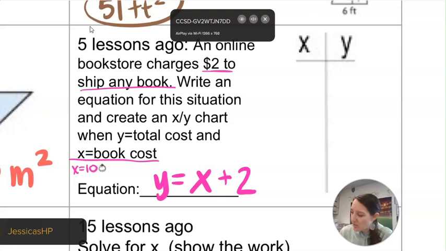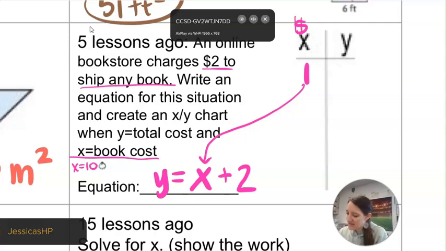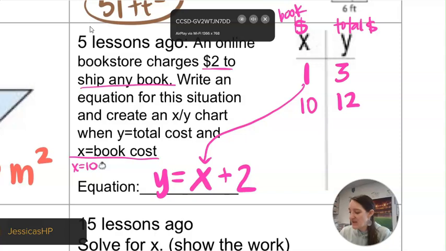If I just buy one book, like I said, it would be, hold on, if the book was $1, that's right, because X is the book cost, and the Y is the total cost. Okay, so if the book is $1, then it will only cost me $3 for the book. What if the book, like we said earlier, is $10? Well, then it will cost $12. If the book is $100, we found out it'd be $102.